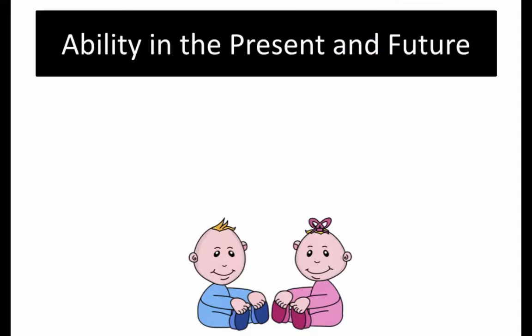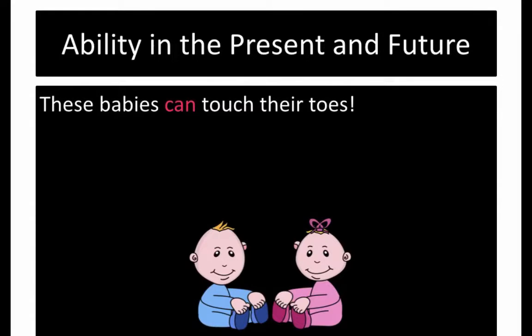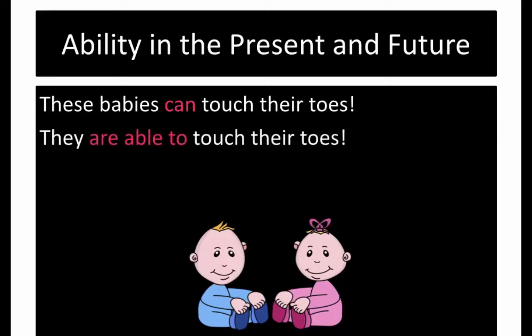Let's start with ability in the present and future. These babies can touch their toes. We can also say, these babies are able to touch their toes. We use the modal verb can and the phrasal modal verb be able to express ability. Because these are modal verbs, they're followed by the simple form of the main verb. Can you find the main verb in these sentences? That's right, it's touch. So these two sentences mean exactly the same thing.